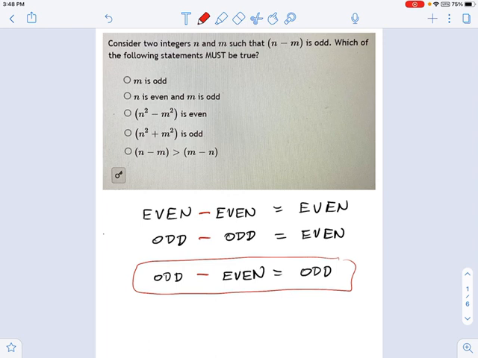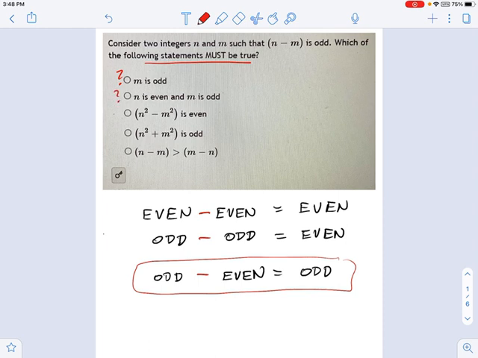M is odd? Well, yes, maybe that's true, but it's not necessarily true. What if m is odd and n is also odd? Then the statement must be false. And remember, I'm looking for something that must be true. What about n is even and m is odd? Well, that would work.